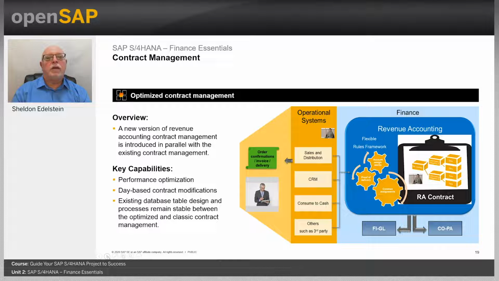SAP S4HANA Revenue Accounting Contract Management supports both classic contract management and a newer version available in 1909 called Optimized Contract Management. Optimized Contract Management makes use of dedicated SAP S4HANA capabilities such as Fiori and focuses on performance optimization as well as other specific features such as day-based contract modifications.